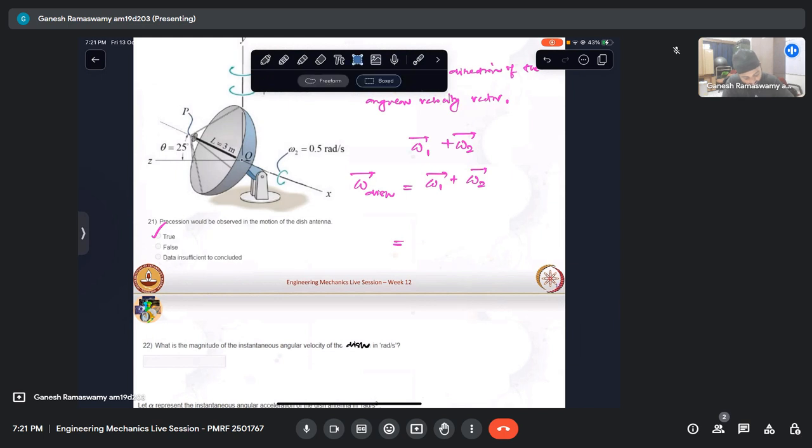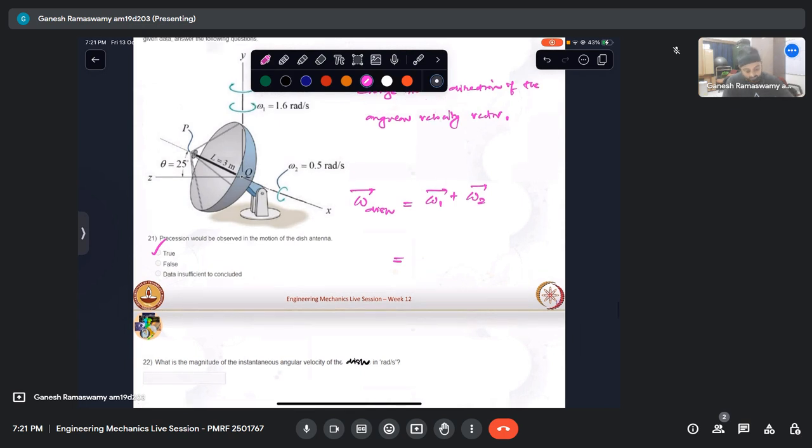So let us go ahead and substitute that. We are able to see that this omega is pointing in the positive x direction. So omega 2 vector is nothing but plus 0.5 i.